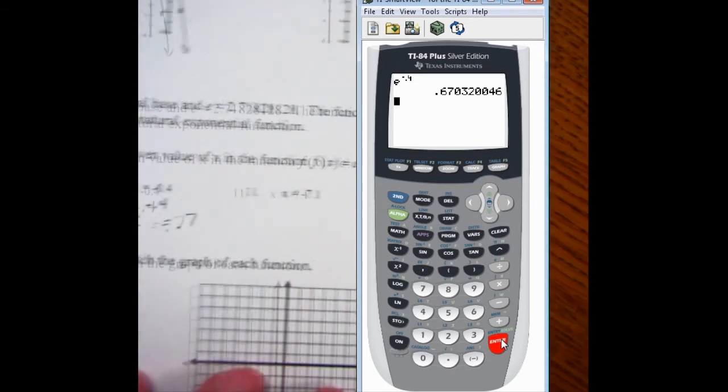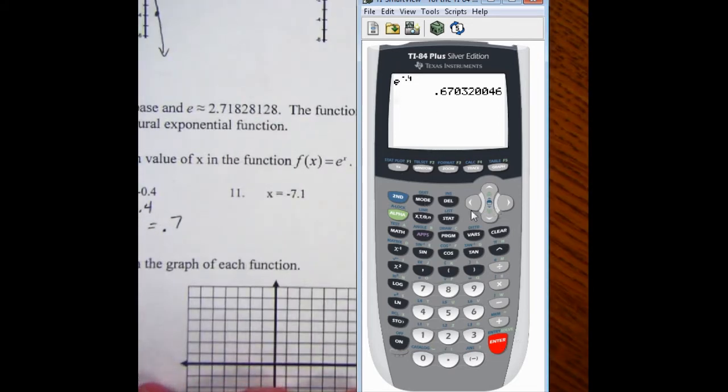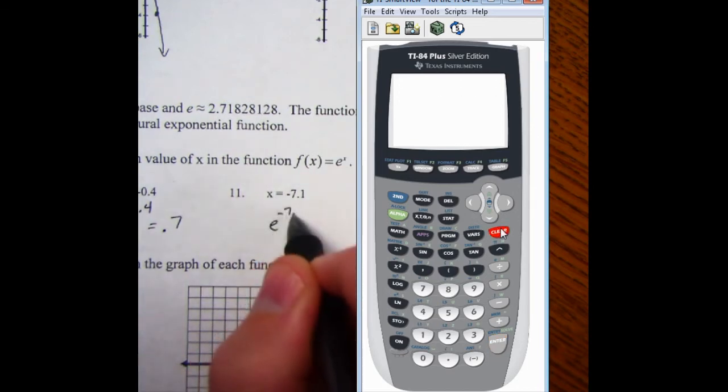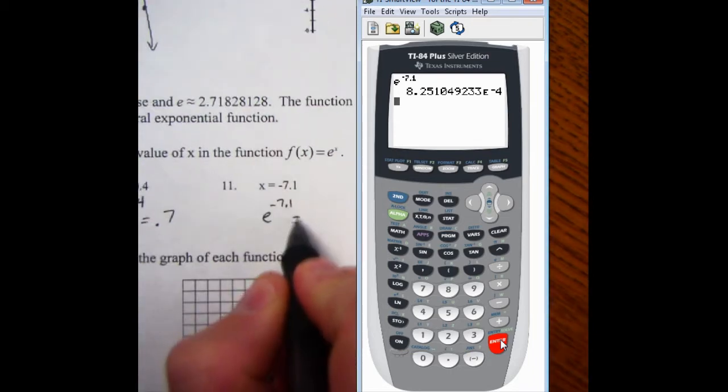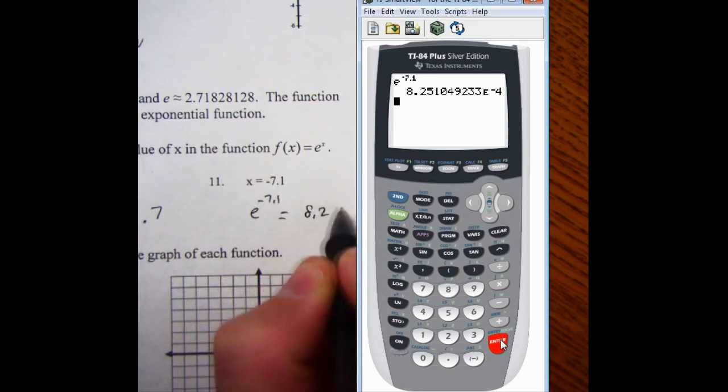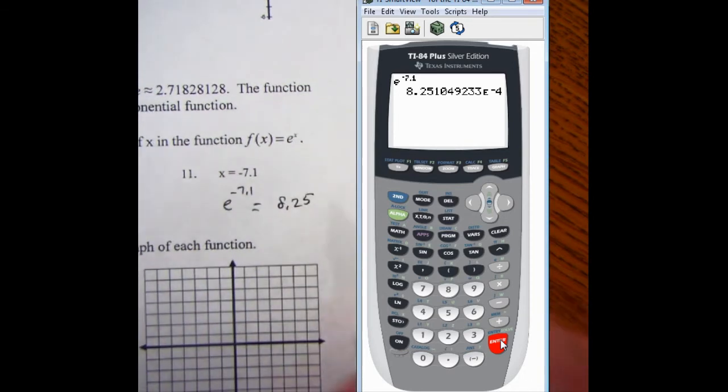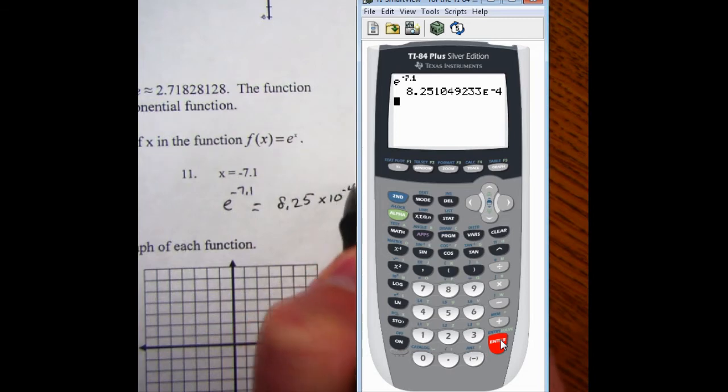Okay. And the last one here, let's go ahead and clear that out. So we would have e to the negative 7.1, and that would give you a total of, now, what does that mean there? E to the negative 4. What does that tell you? Well, that would be 8.25. Remember that e really means times 10 to the negative 4, right?